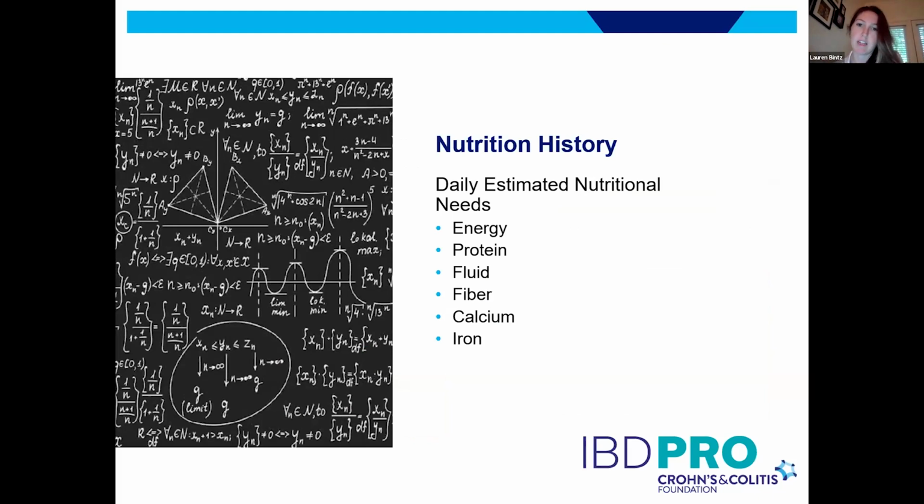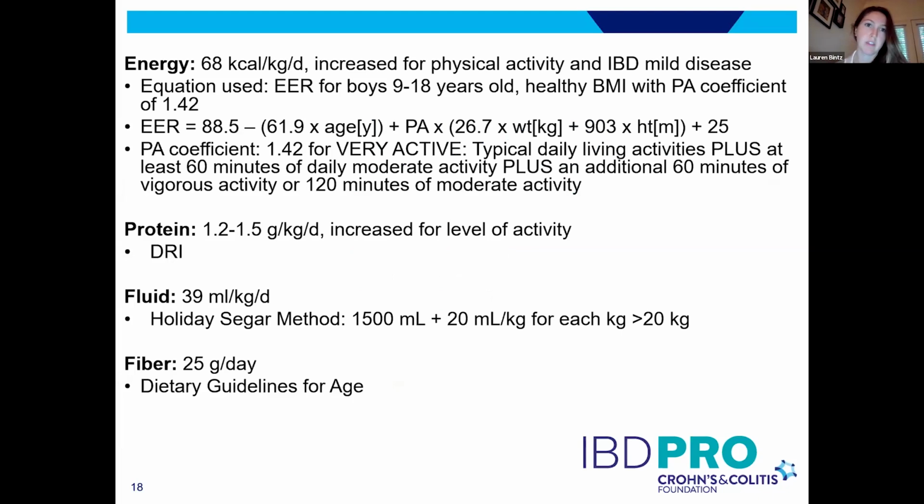The next part of the assessment involves calculating the patient's energy, protein, fluid, fiber, calcium, and iron needs as well, so that I have a reference and something to compare a patient's diet to. For energy goals and protein goals, we have equations that we use. We have equations for children who are of a healthy BMI, and we have different equations that we use for those who have overweight BMI.